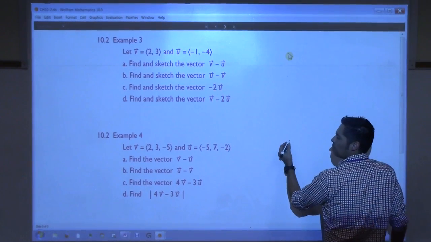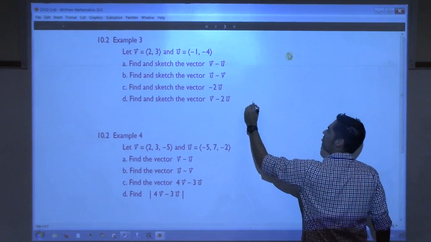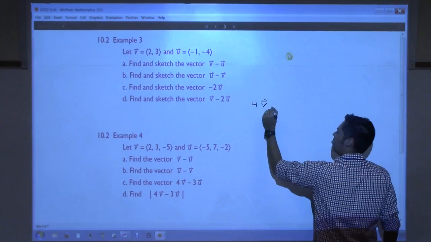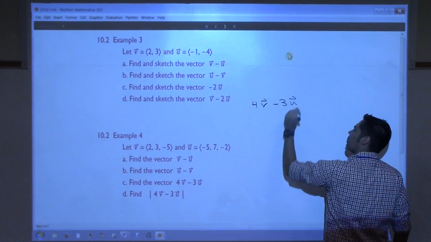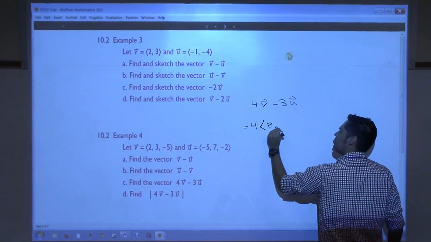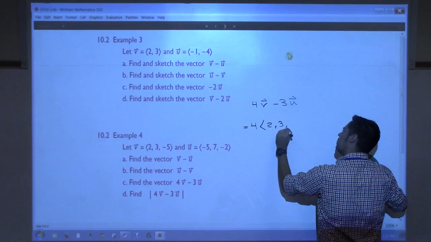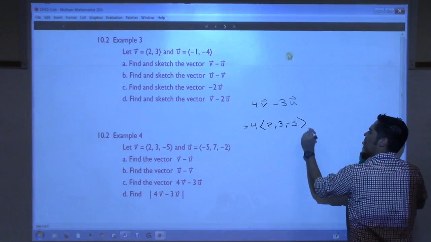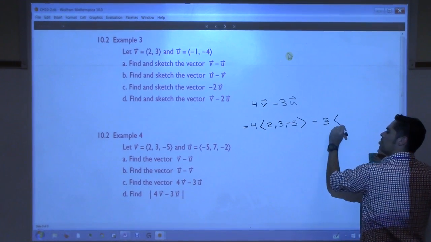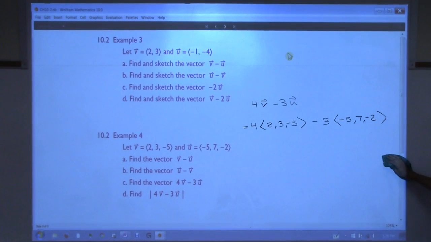So I'm going to write down, well, I guess I don't need to write them down if they're right here. Let's find 4v minus 3u. So this is 4 times the vector 2, 3, -5, minus 3 times u, which is -5, 7, -2. Everyone agree that that's 4v minus 3u?